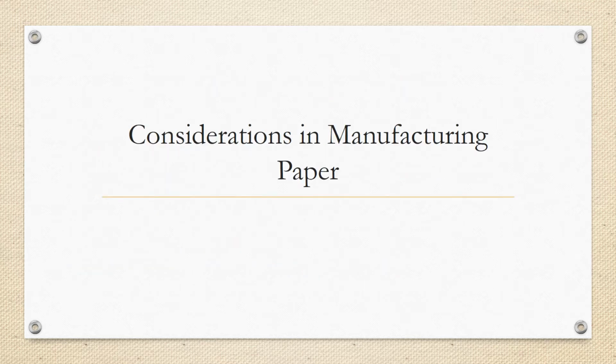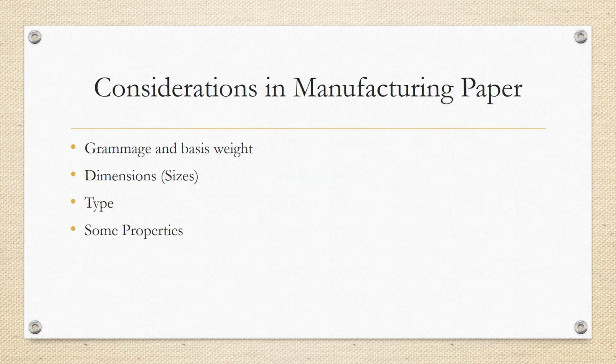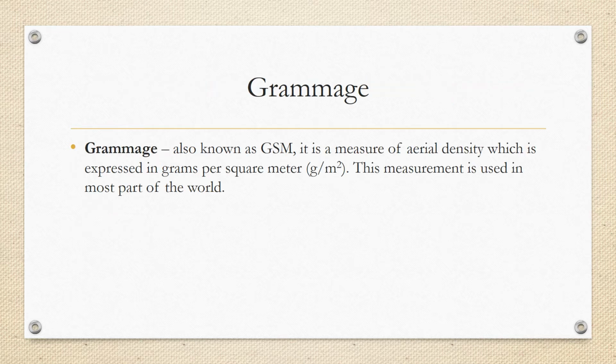And now, we discuss the considerations in manufacturing paper. So here are the considerations: grammage and basis weight, dimensions, type, and some other properties which may be involved in some applications of paper. Grammage, also known as GSM, is a measure of paper density which is expressed in grams per square meter, and it is being used in most parts of the world.